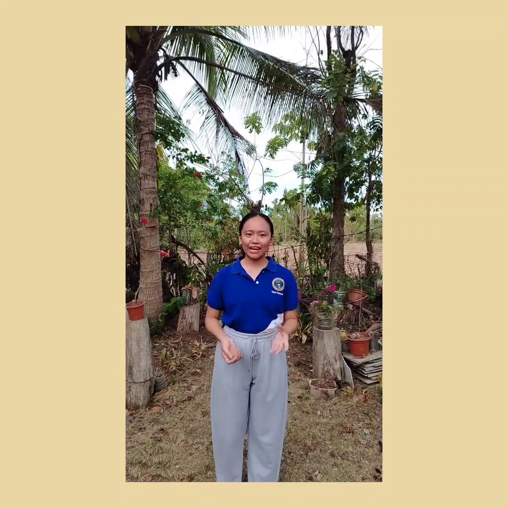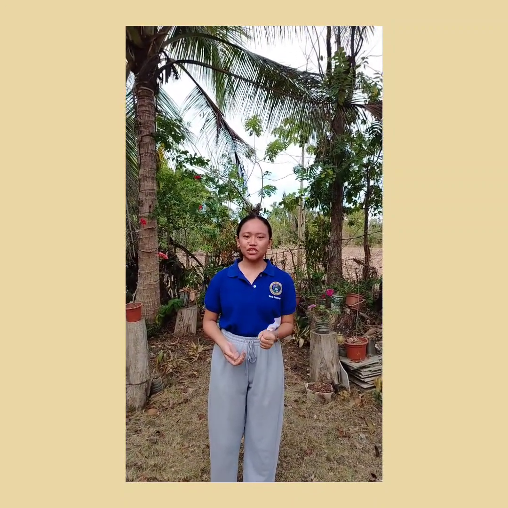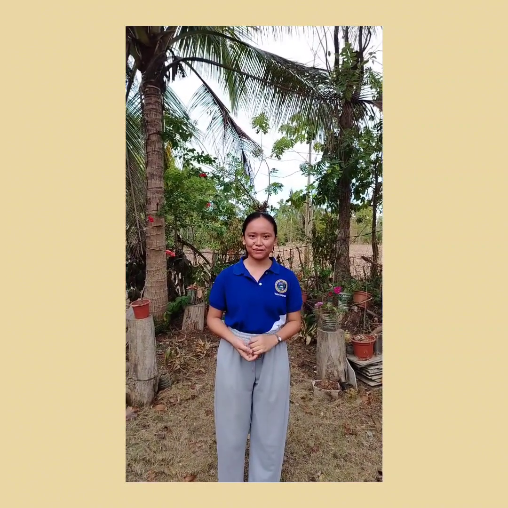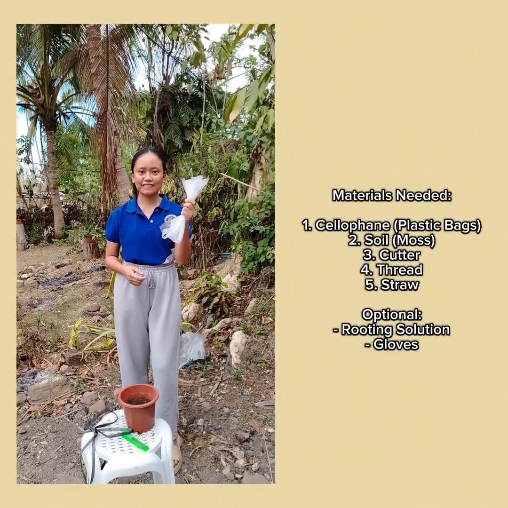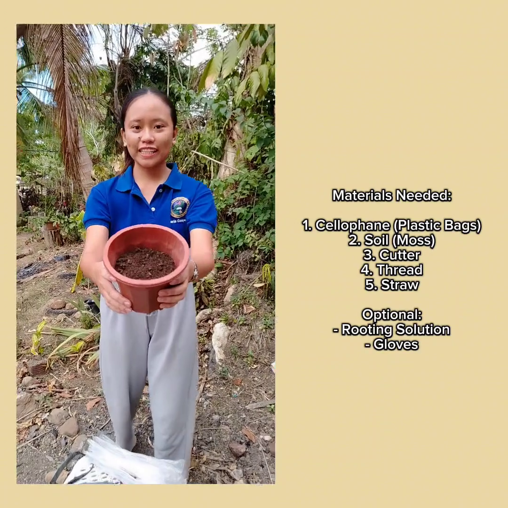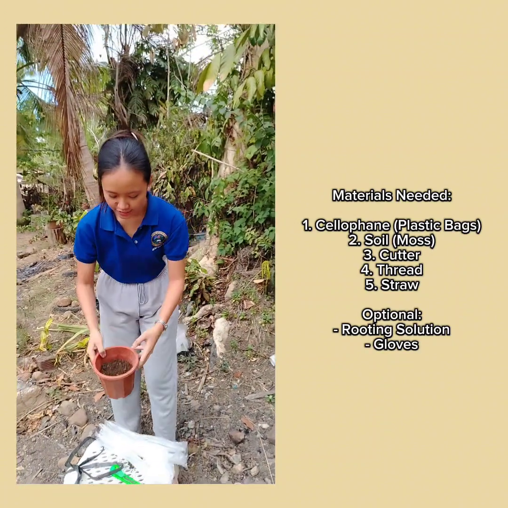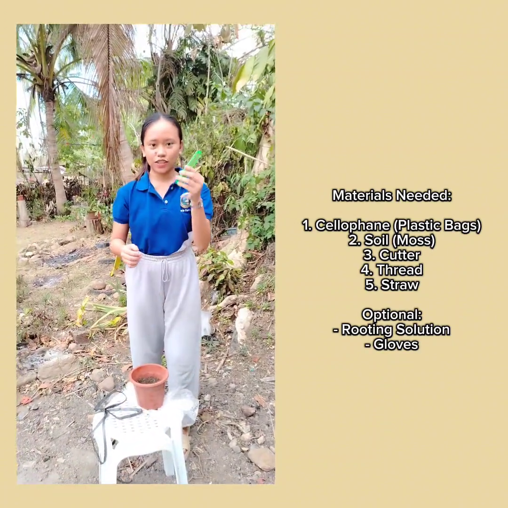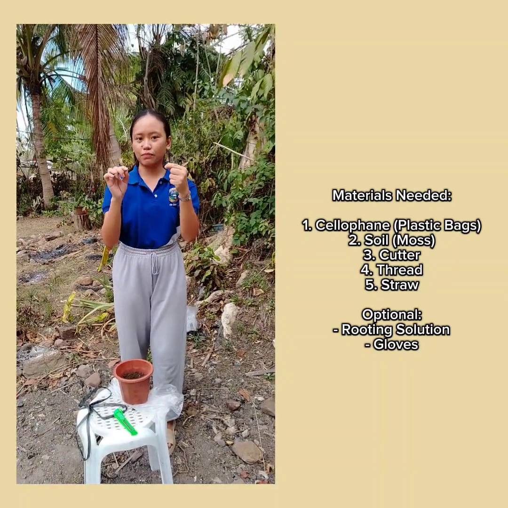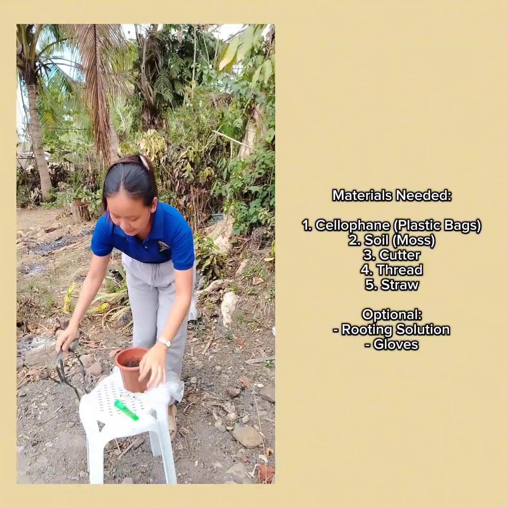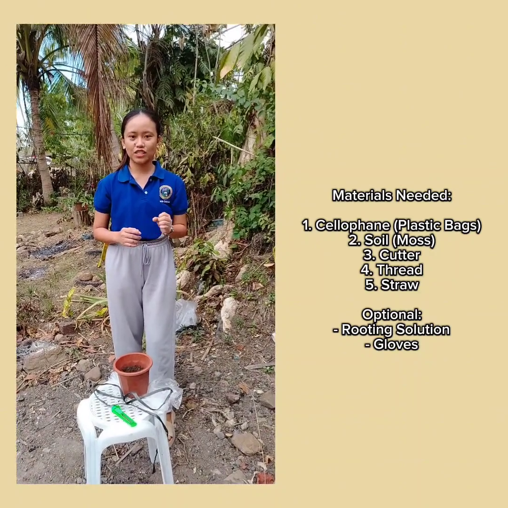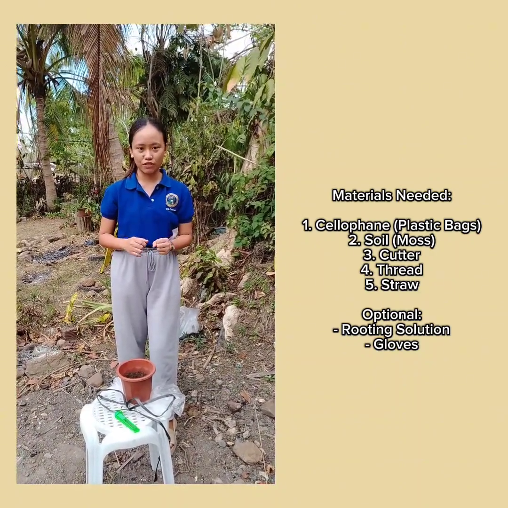Before performing the air layering or marcotting method, let me show you the materials that we will be needing in performing such method. First is the cellophane or plastic bag. Second is the soil. This is a peat soil. Third is the cutter. Fourth is the thread, which we're going to use to mark the branch or the stem. And lastly, a straw. If available, we also need other materials such as the rooting solution and the gloves.